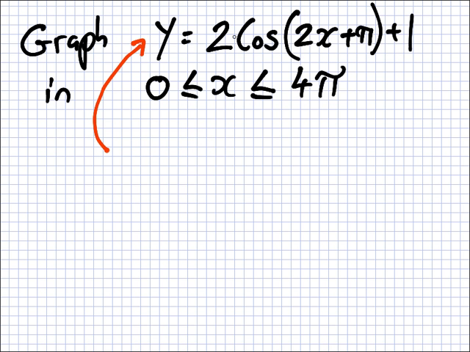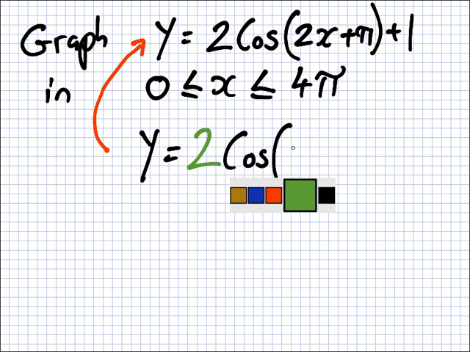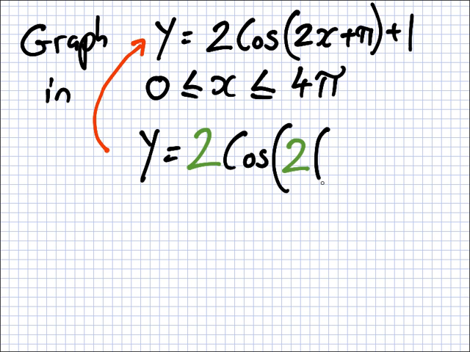it's more normal to write this in the form where the x doesn't have a coefficient. So you would write it like this: y equals 2 cos(2(x plus pi over 2)) plus 1. You see what I've done? I've taken the 2 out.